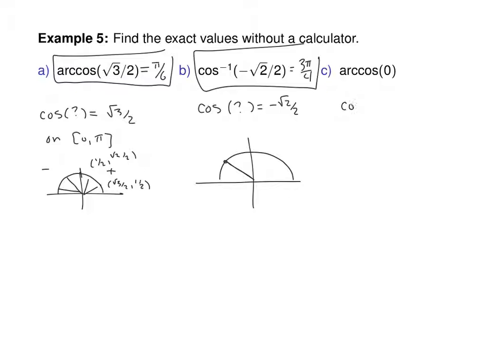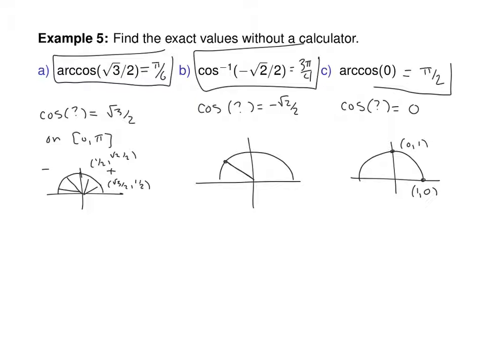Okay. Cosine of what angle gives you 0? So is it 0? No, because that's the point 1, 0, and the cosine is 1 there. Right? Not tricky, don't be tricked. The coordinates at this pi halves point are 0, 1, right? So that is pi halves.